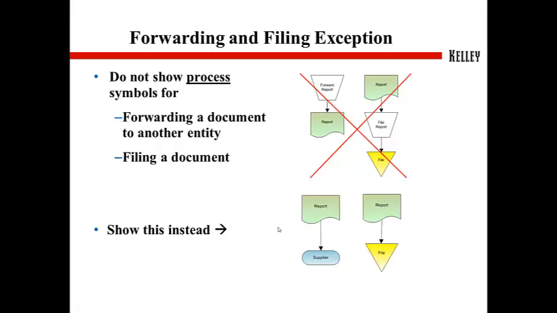Now here's an exception. There's always an exception to every kind of rule and guideline. Here's an exception that says you don't need a process symbol when you are going to forward a document or file a document. And here is what you should do instead. If you've got a report that is being sent to somebody, just show it with the arrow that's going to the recipient. Likewise, if you got a report that's going into a desk drawer, you don't need a process, just show the desk drawer as a file and an arrow going to it.